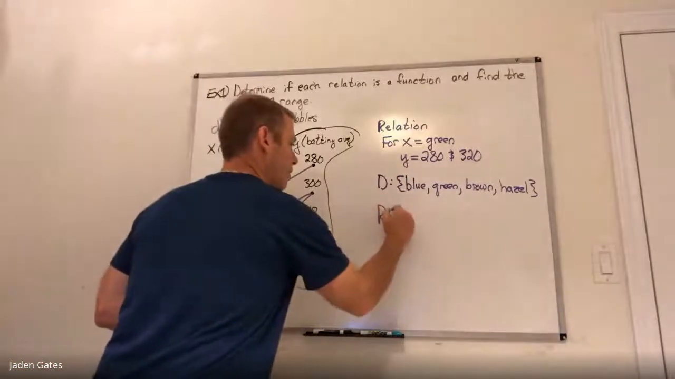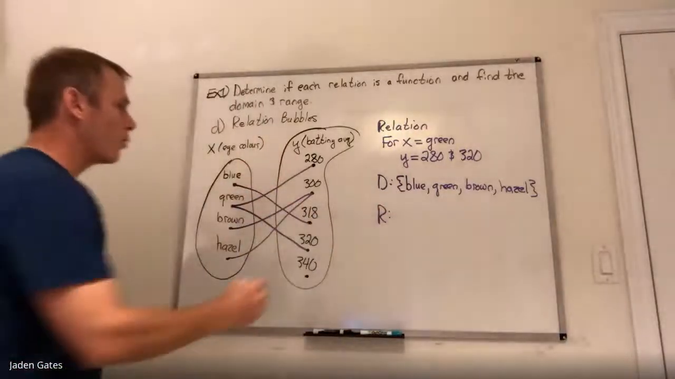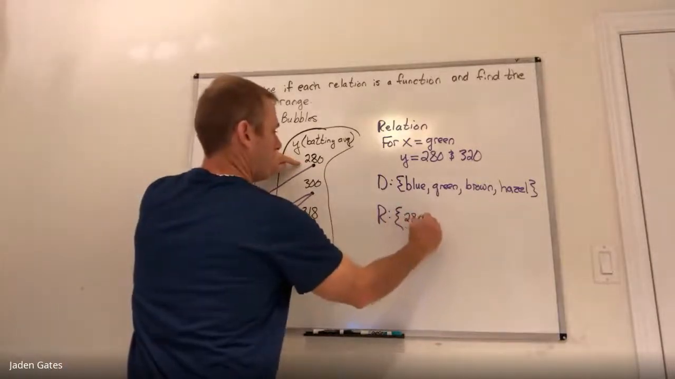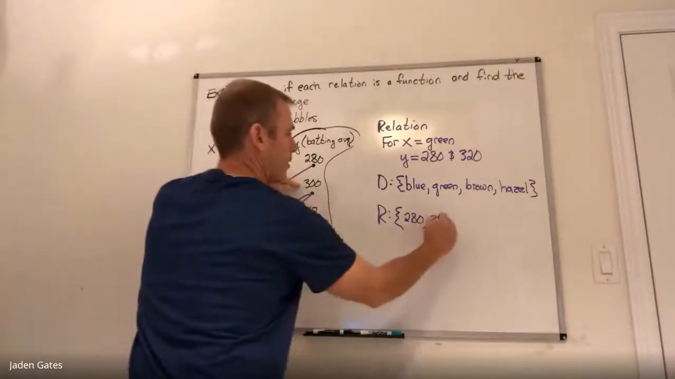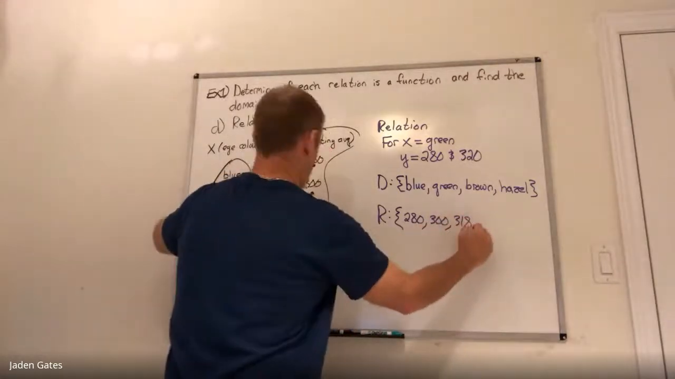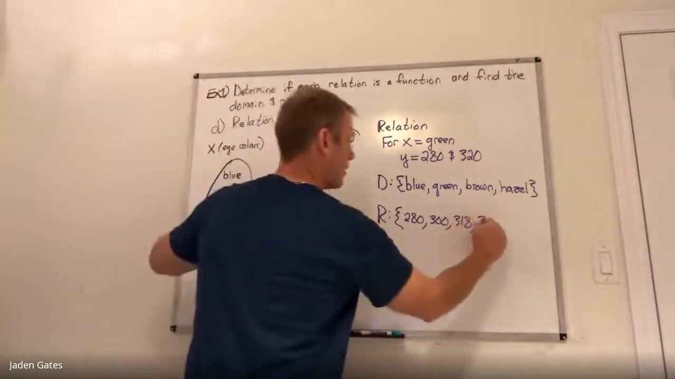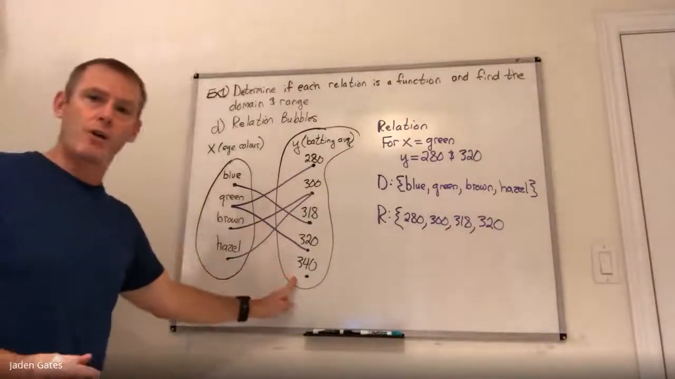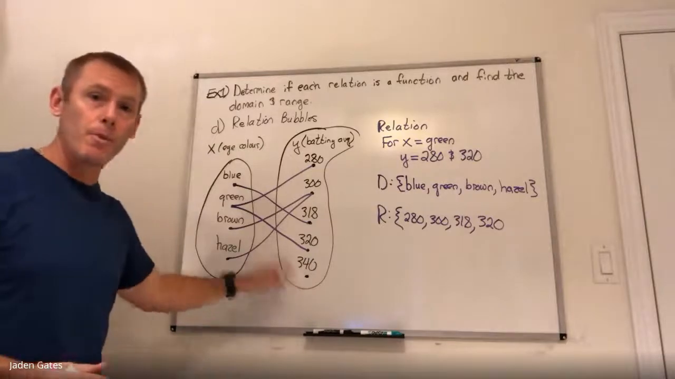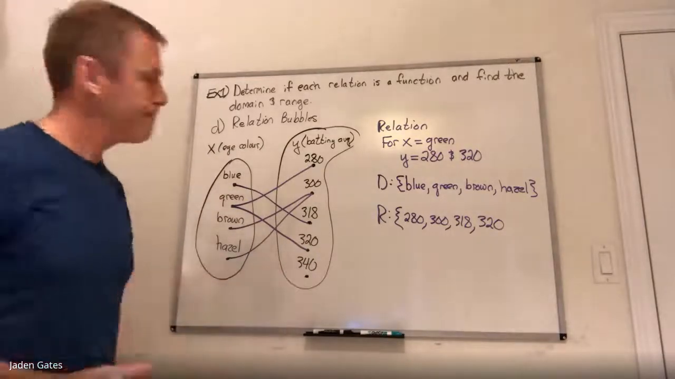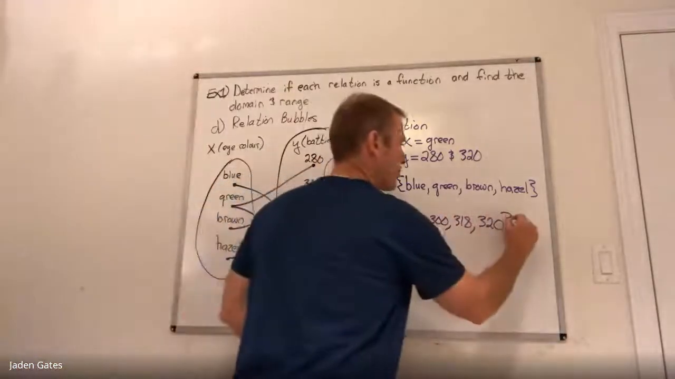Let's see here. Now, for the relation, what possible Y values are there? We have a 280, a 300, a 318, 320. But I'm not going to write 340 here because even though I've got it in my relation bubble, nobody hit 340. All right, so because it didn't happen, I'm not going to put it in part of my range.